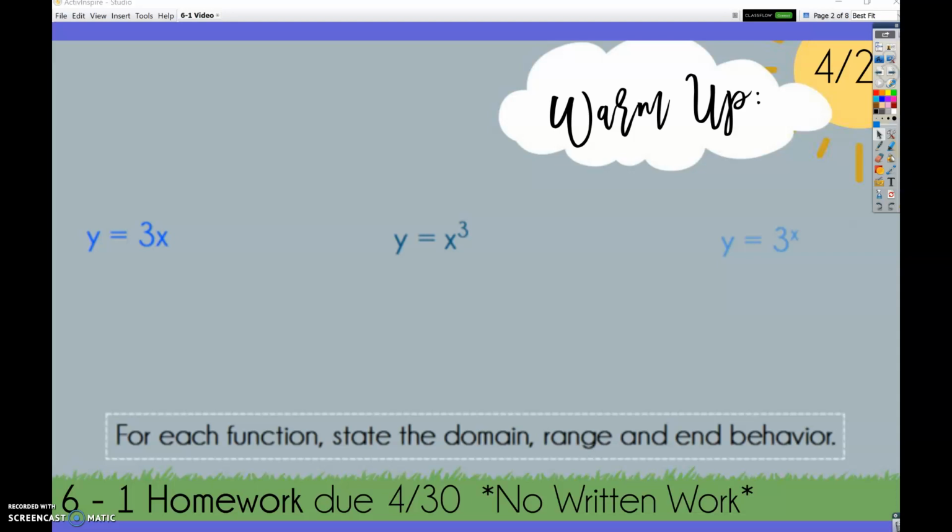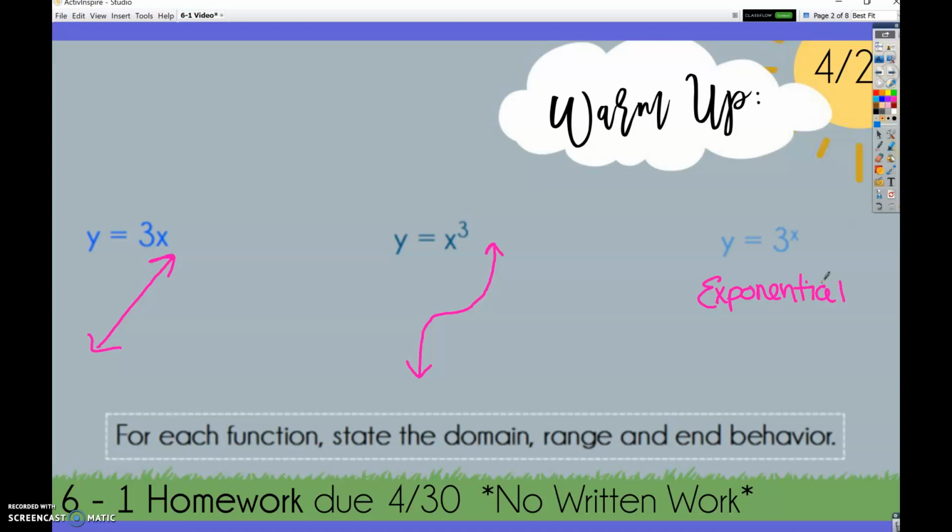This video will help you with section 6-1. Long ago, you learned about lines, something like y equals 3x. That would be a linear function. Then we learned about y equals x cubed. It's similar to y equals x squared with a parabola, but it looks more like this. But y equals 3 to the x, this is what we call an exponential function. This will be the topic of 6-1 and some of the other sections as we go into topic 6.